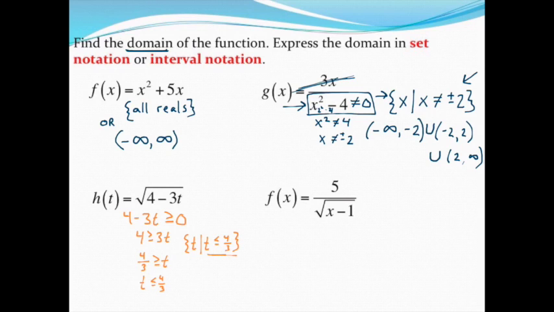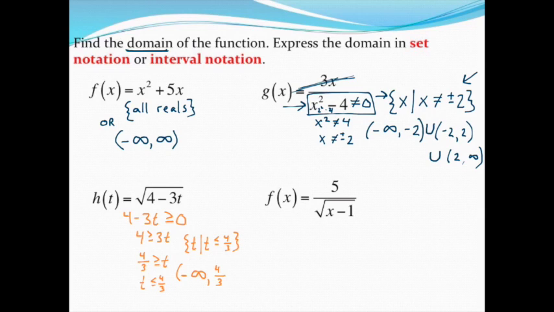t has to be less than 4/3 or equal to it. At the smallest t could be, well, I could make that as small as I want it to be. It just has to be not bigger than 4/3. So I can go all the way back from negative infinity, and then the biggest it can be is 4/3. I just said I have to be less than or equal to 4/3.